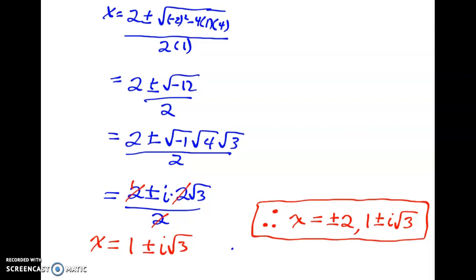So for more examples of solving, then you can go to the next video.